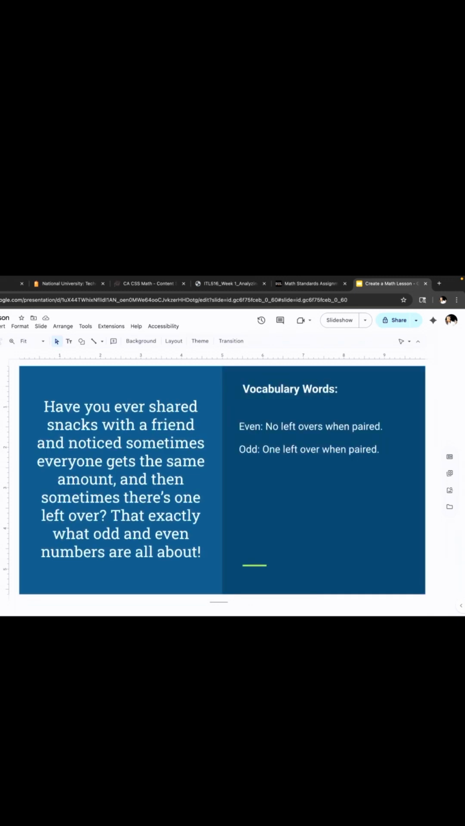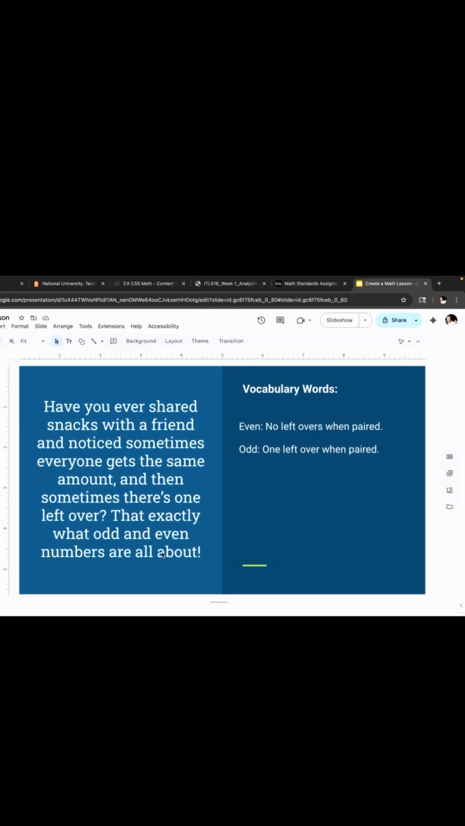Have you ever shared snacks with a friend and noticed sometimes everyone gets the same amount and then sometimes there's one left over? That's exactly what odd and even numbers are all about. Vocabulary words. Even, no leftovers when paired. Odd, one leftover. So if you ever shared some Oreos and there's only 5, and there's only you and your friend, you get 2, he gets 2, but then there's 1 left over, that's an odd.